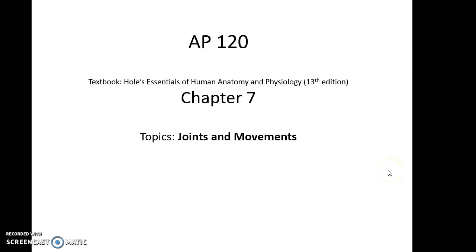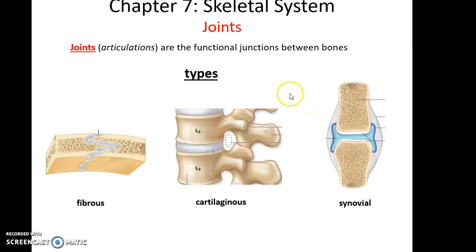AP 120, Chapter 7, Topics, Joints and Movements. So, joints are junctions between bones, where bones come together. And joints are also known as articulations. Now, there are three main types of joints. There are fibrous joints, like sutures, cartilaginous joints, and synovial joints.